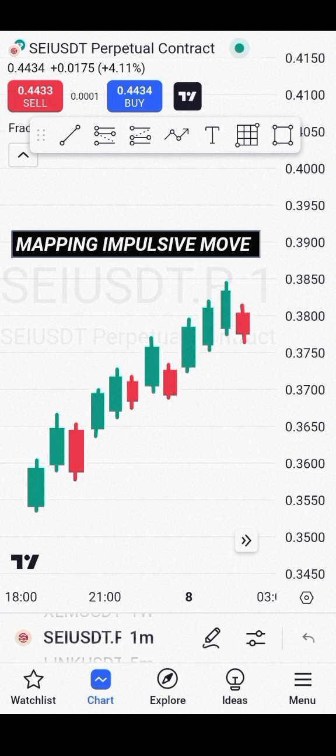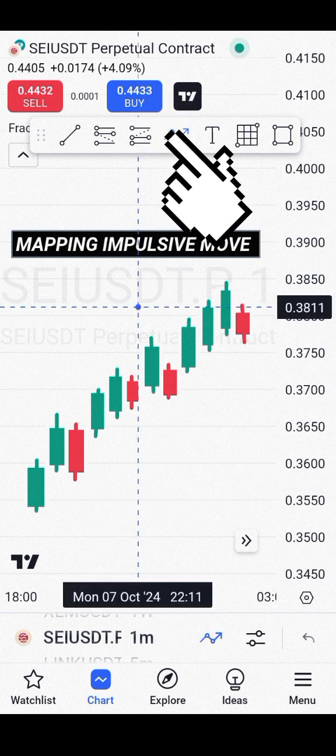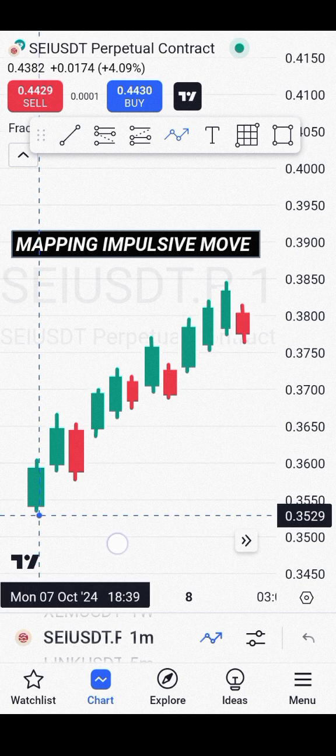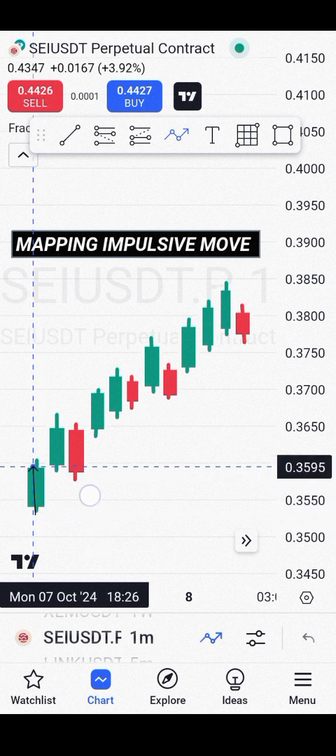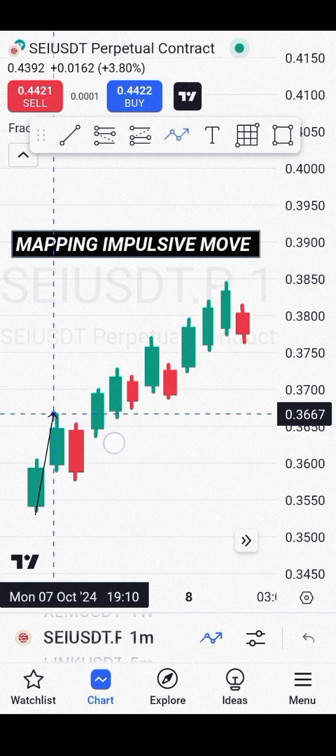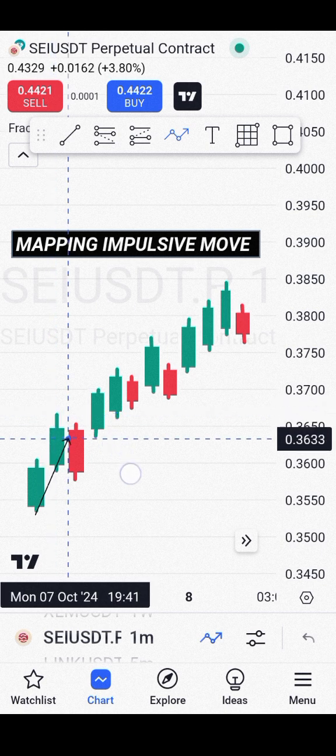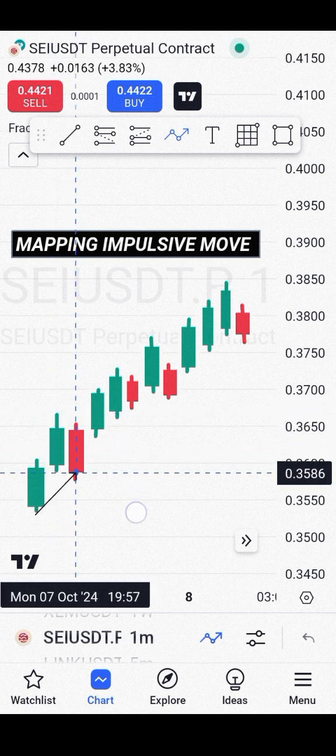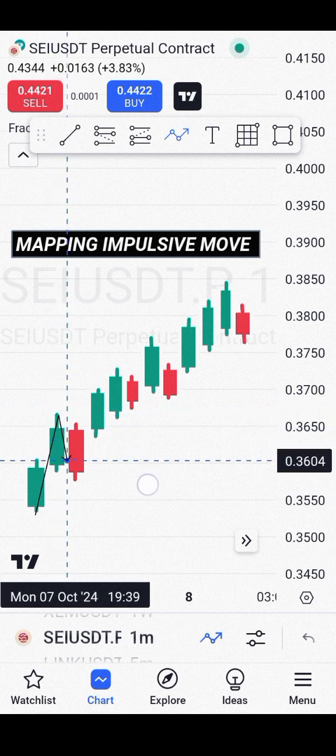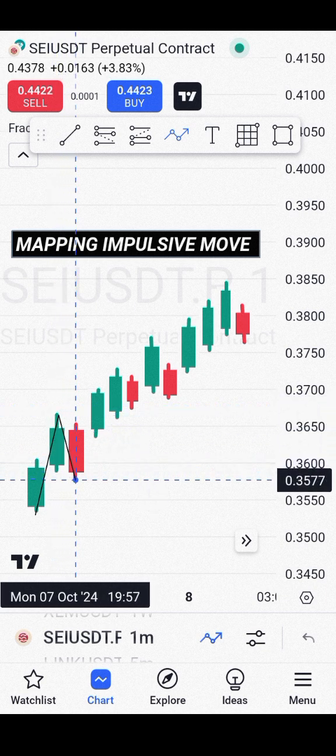Okay, so we're going to use the part 2 right here to mark the valid pullbacks. Starting from here, we had this impulsive move. The next candle broke higher to this point, then the next candle made a valid pullback. So we're going to mark this top and then mark this pullback.